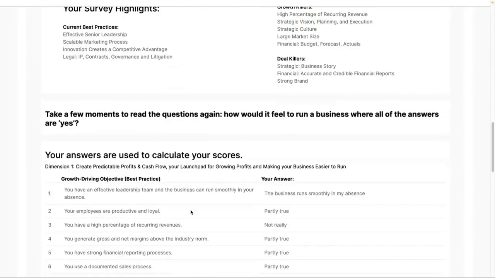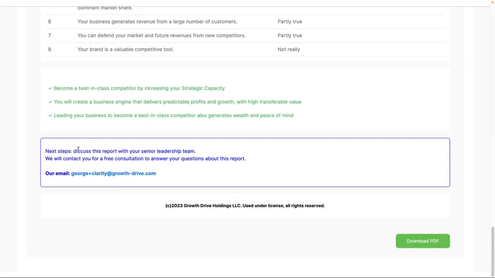If we want to get into how strategic capacity impacts transferable value, they need to agree to a subsequent conversation. Scroll to the bottom. Next steps. You need to discuss this report, show this report to your senior leadership team, and we, the business advisor, that's you, right? We'll contact them for a free consultation to answer questions.